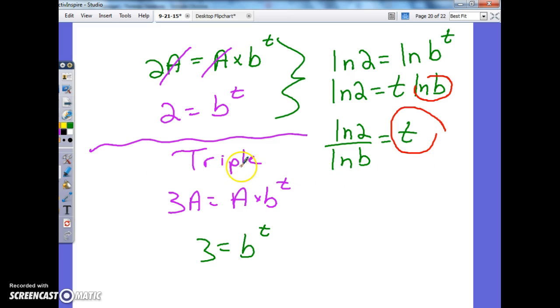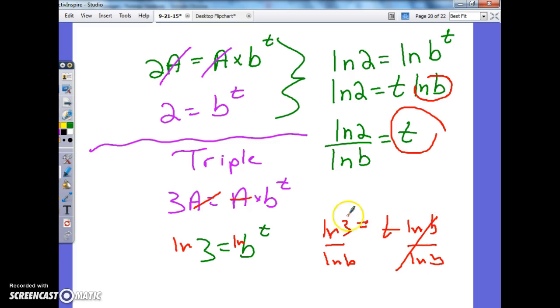If I wanted to triple your money, same principle. It's just going to be 3. I want my amount to be 3 times the amount. This cancels out. 3 equals this. I'll take the log of both sides. So that means log of 3 equals t times log of whatever my rate is. I divide both sides by log of b, and that cancels out, and t equals a certain time. If you wanted to quadruple, it would be 4. It would be 4 instead of 3 for triple. Hopefully you get the picture there.